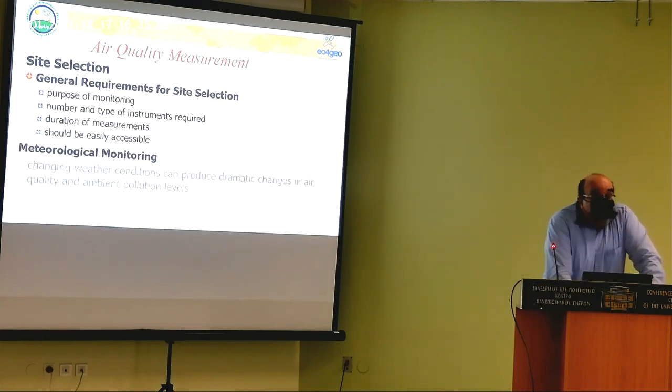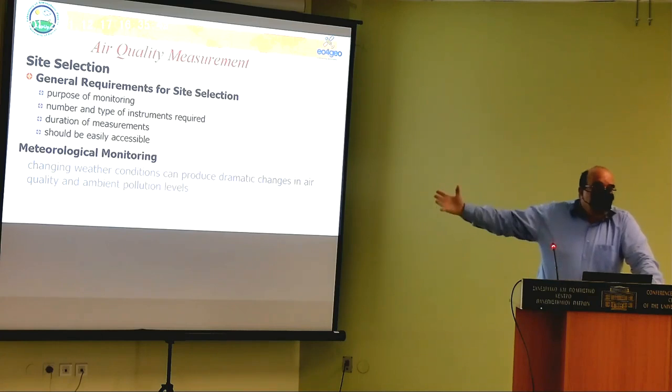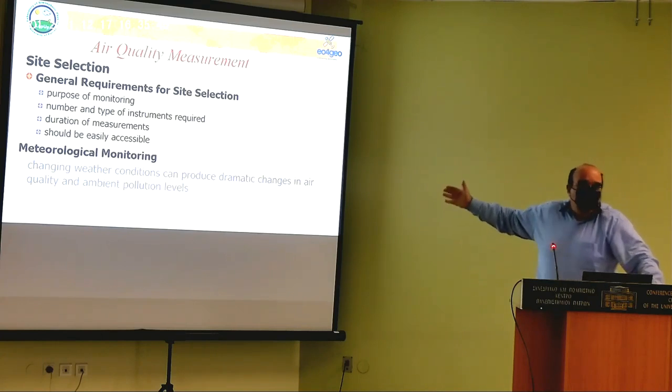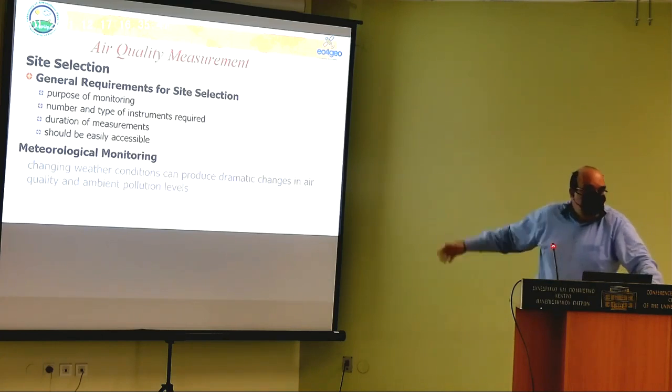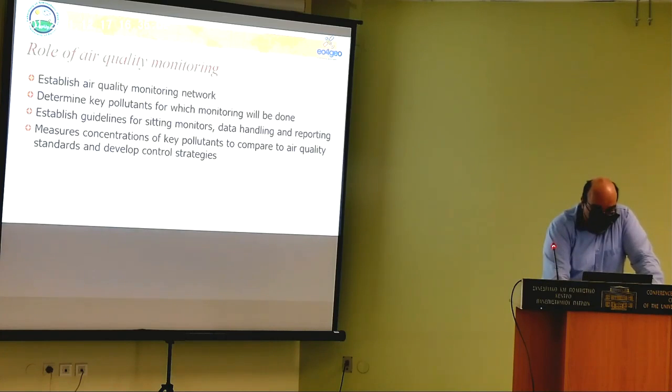Accessibility. Then you need meteorological stations as well, because you need to know the meteorology in the urban area, not just a meteorological station at the airport, which is about 20 kilometers away. And then you have to choose the right equipment, follow the calibration procedures, and do all the handling of data that you have for all these stations.